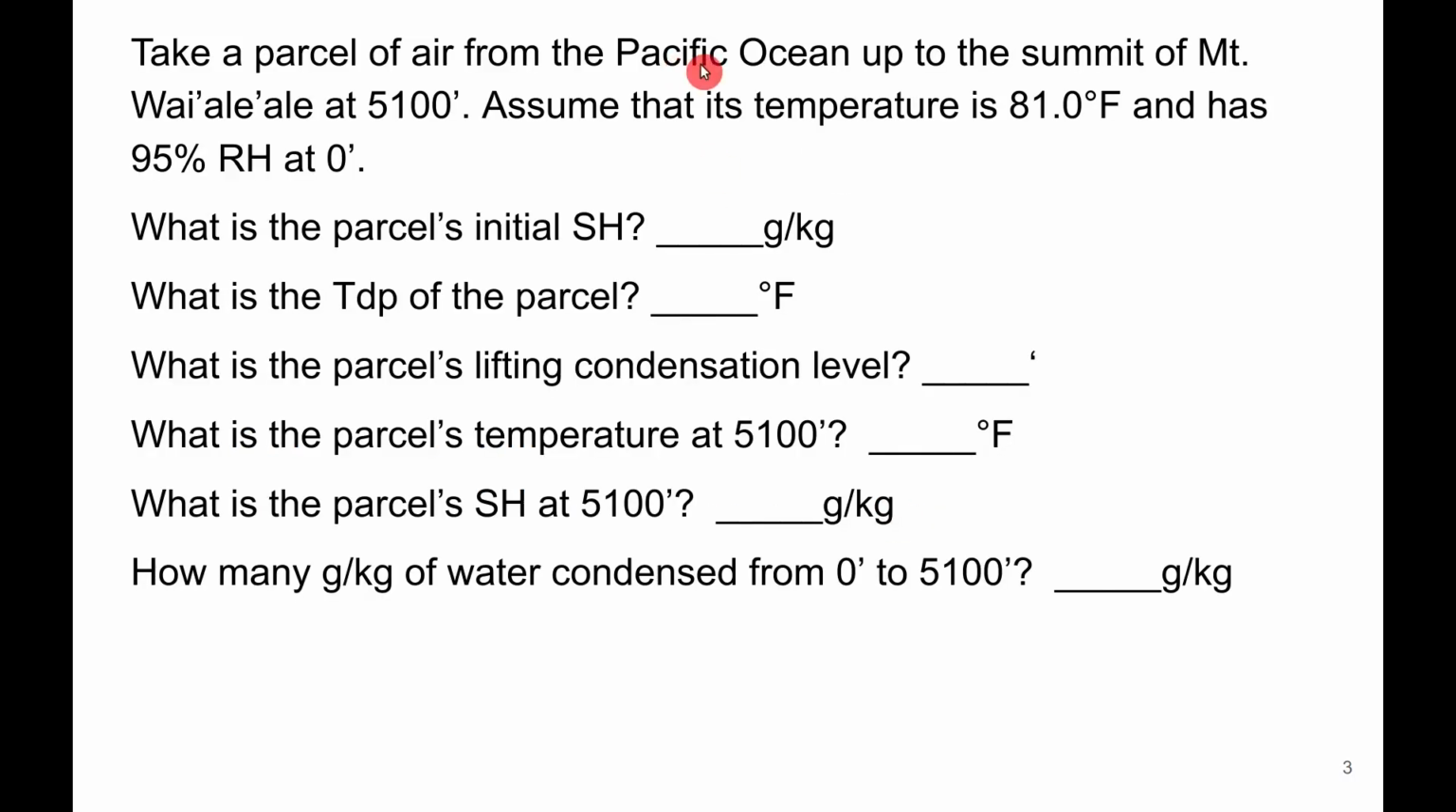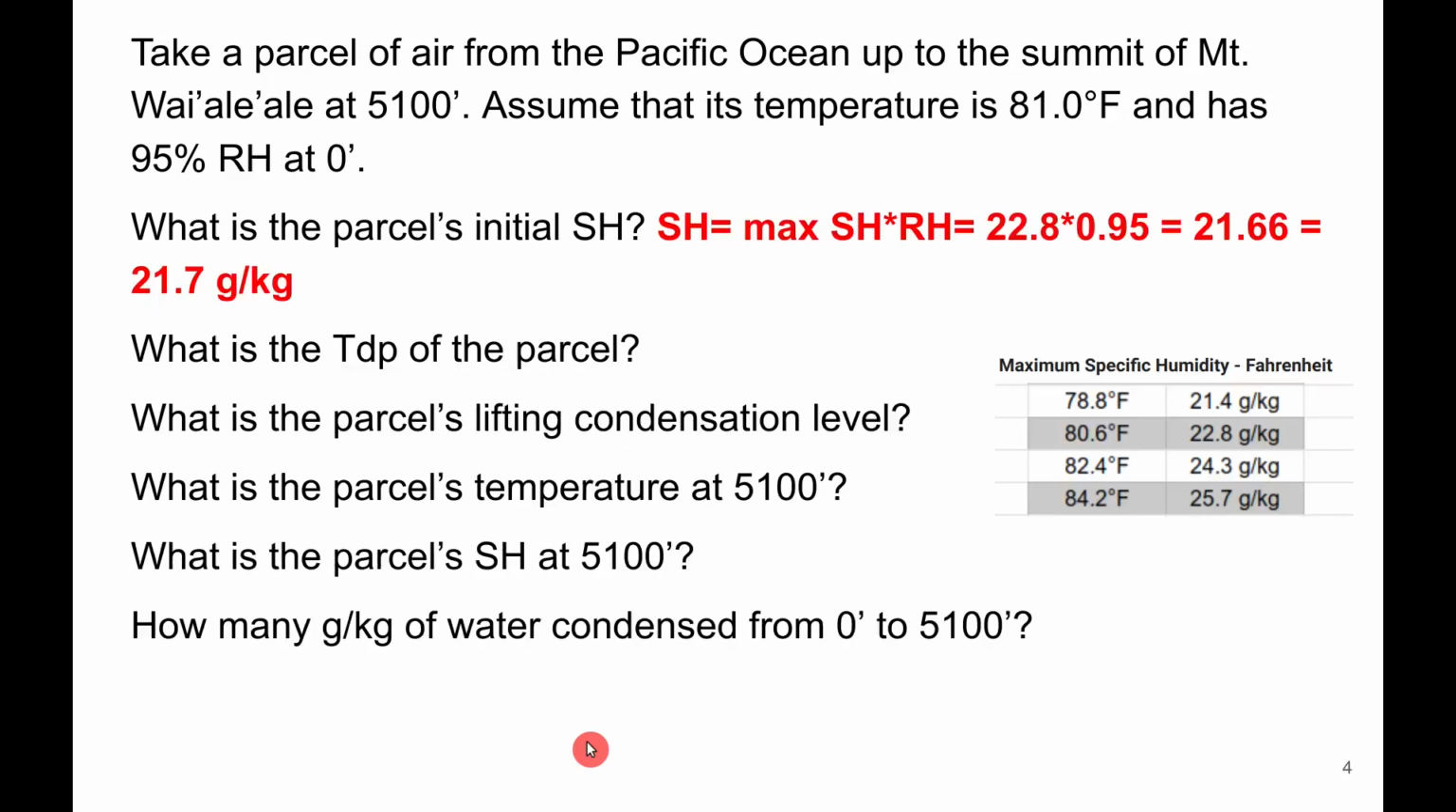So we're going to take a parcel from the Pacific Ocean up to the summit of Mount Waialeale on the island of Kauai at 5,100 feet. Assume that the temperature on the ground is 81.0 degrees Fahrenheit and the parcel has 90% relative humidity. So what's the first thing we're going to figure out? Well, what's the parcel's specific humidity?